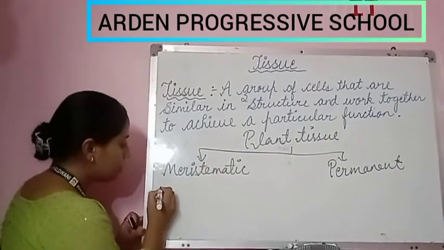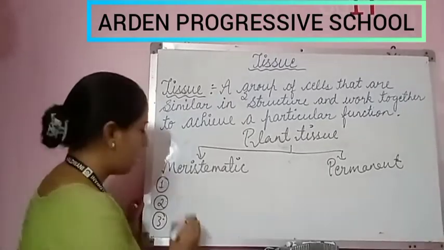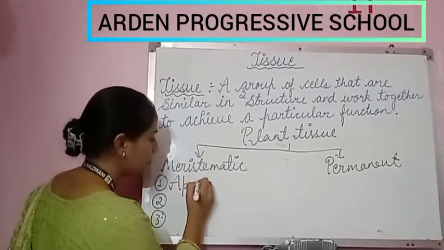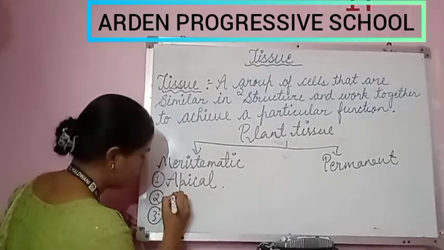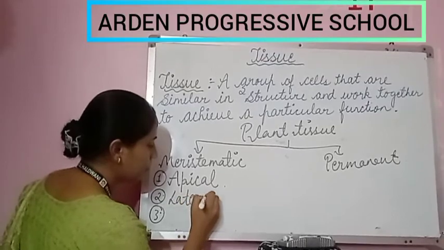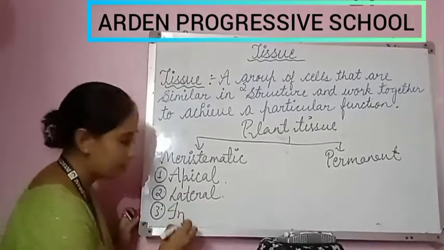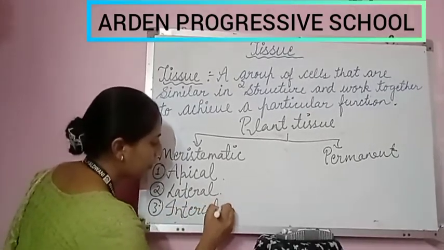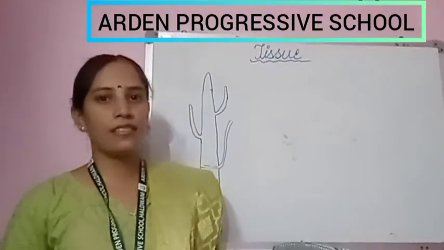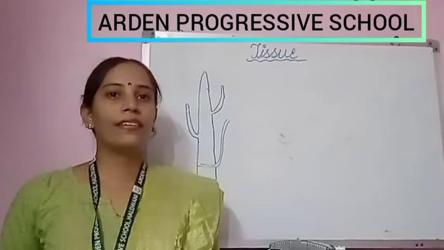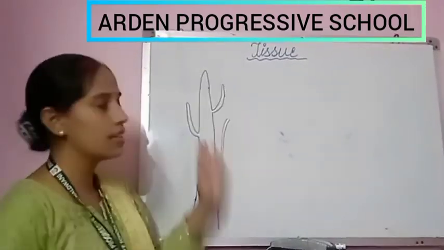In general, the meristematic tissues are of three types. The first one is apical meristem, and the second one is lateral meristem, and the third one is intercalary meristem. So students, the three types of meristem are apical, intercalary and lateral. We can understand these three types of meristem with this figure.